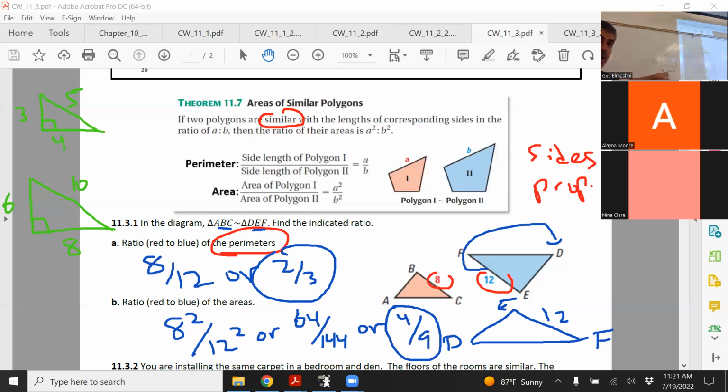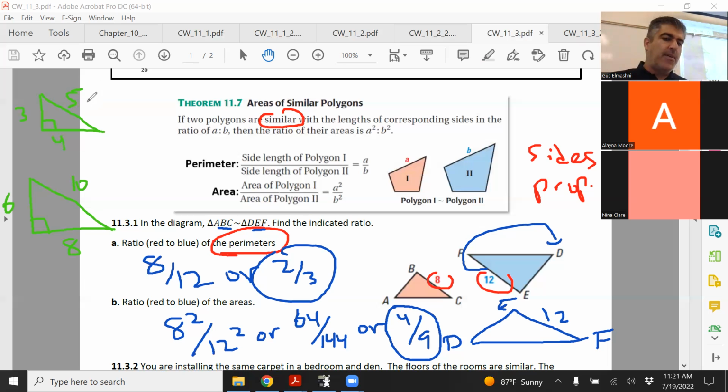The area did not double. The area quadrupled. Why did it quadruple? Because I doubled two sides. What's 2 times 2? 4. So whenever you're dealing with area, whatever ratio you have between some of the figures, you have to square the ratio.